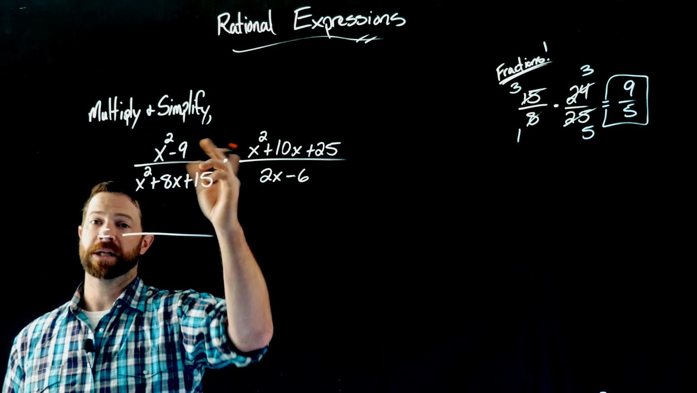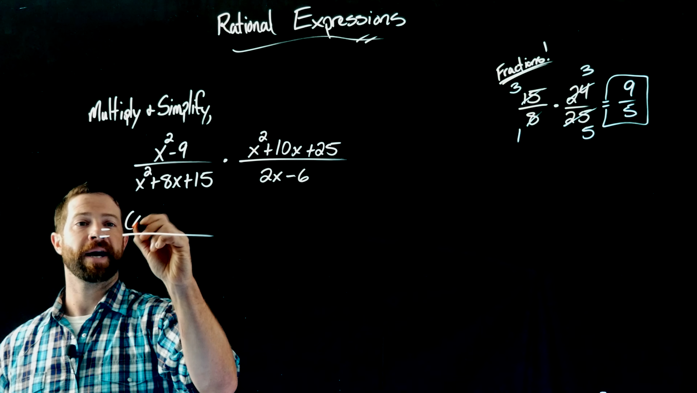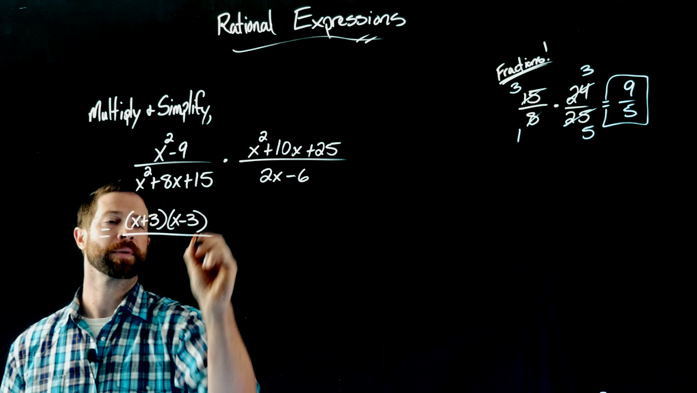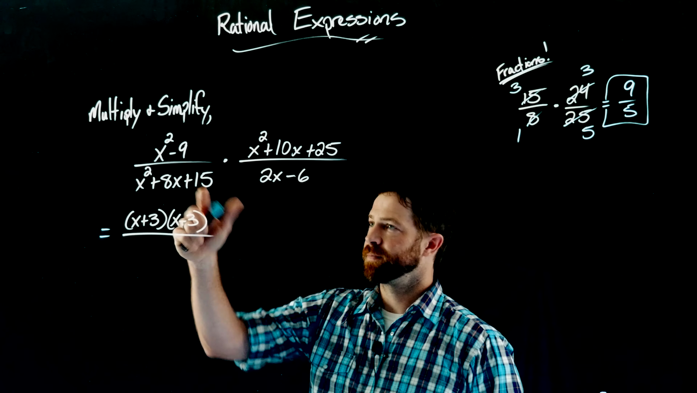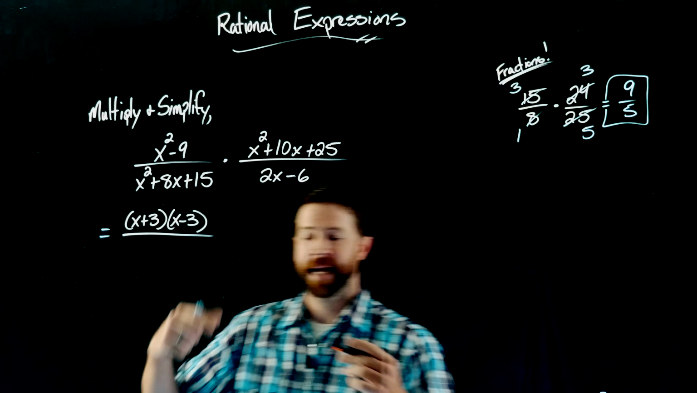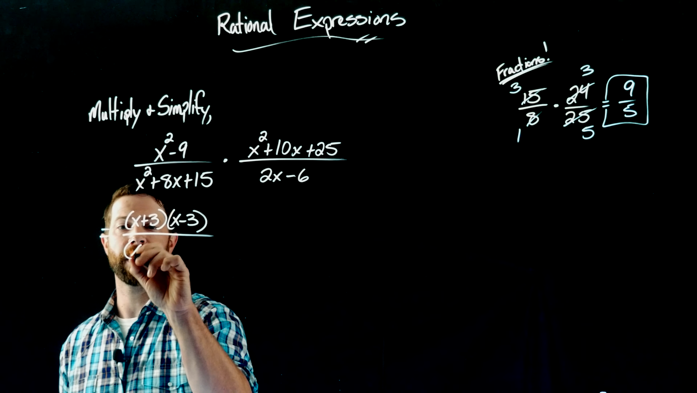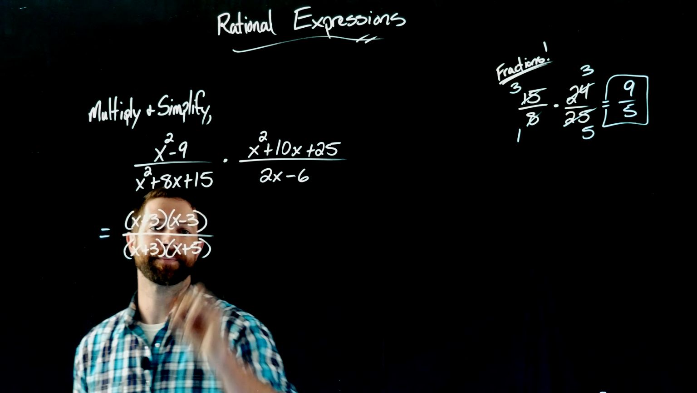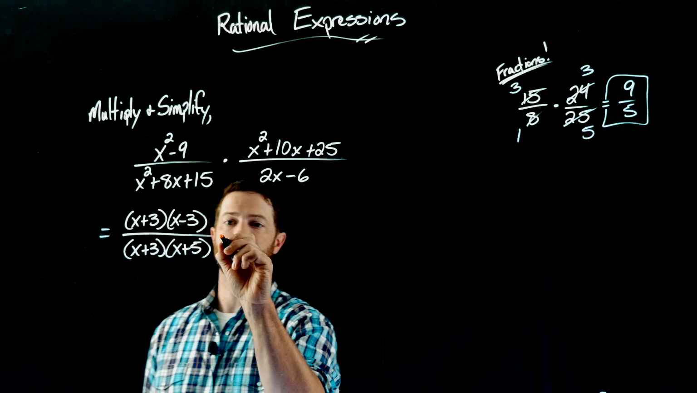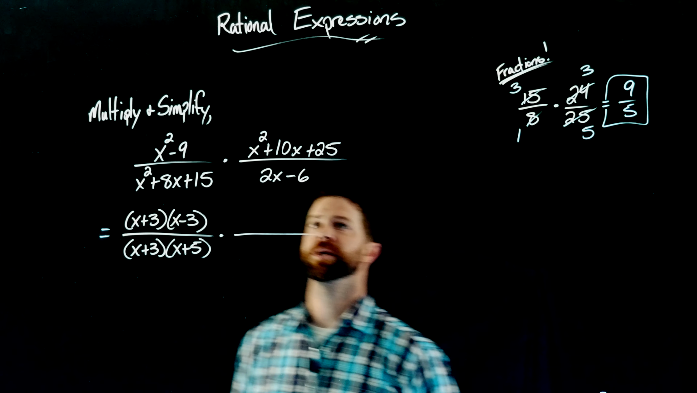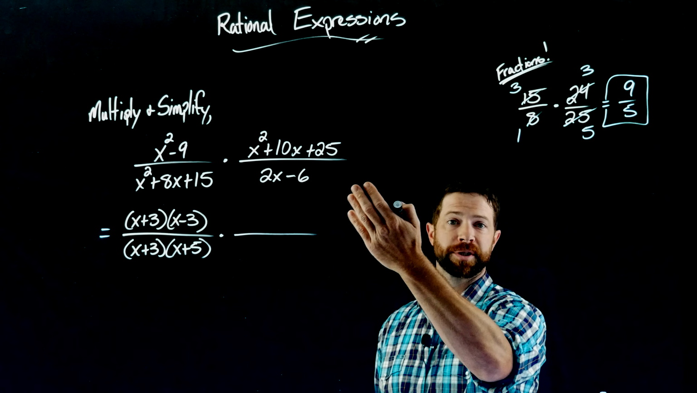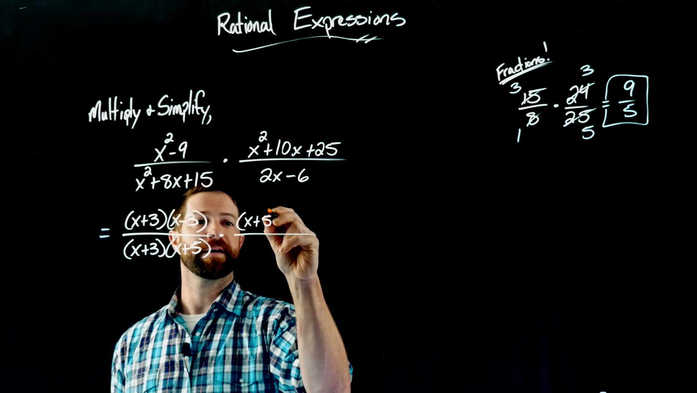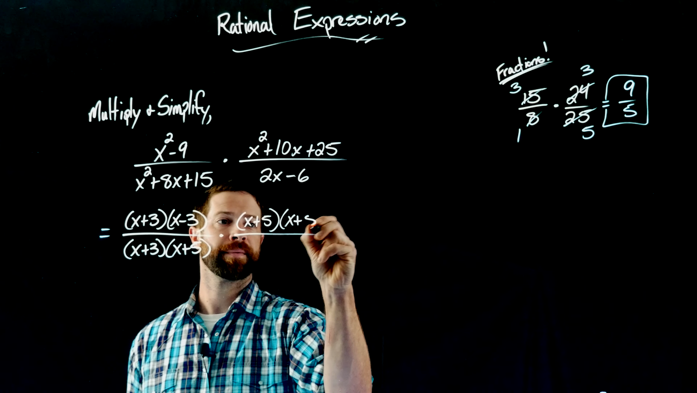This first one, this is a difference of squares. This factors into x plus 3 times x minus 3. Right here, I'm just looking for two numbers that multiply to be 15 and add to 8. Those two numbers are a positive 3 and a positive 5. Going on to the second rational expression here, that's actually a perfect square trinomial. That thing right there factors into x plus 5 times x plus 5.